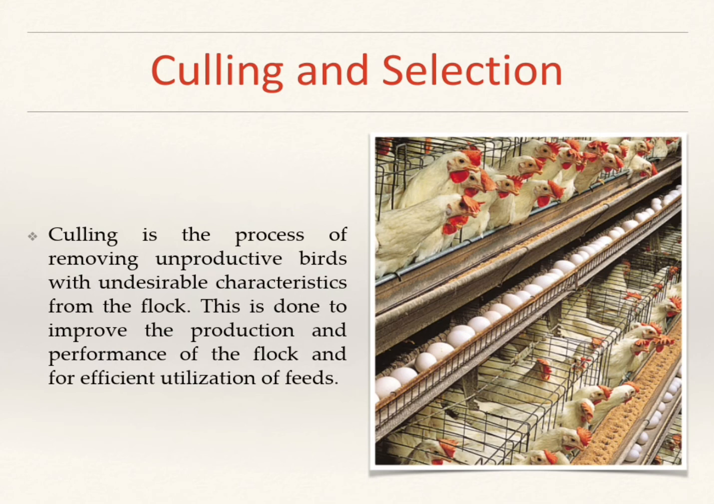Culling and selection. Culling is the process of removing unproductive birds with undesirable characteristics from the flock. This is done to improve the production and performance of the flock and the efficient utilization of feeds.